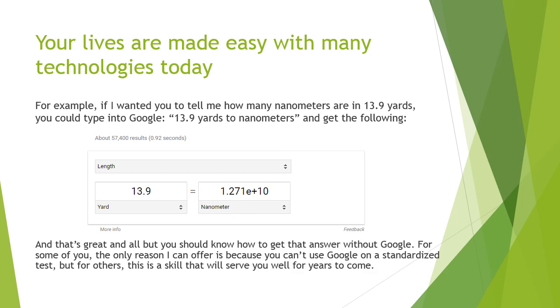I mean, now you can just type into Google 13.9 yards to nanometers and you will get the following, which was a screenshot from a Google search. And that's great. However, you should know how to do it without Google, how to use conversion factors properly, how to set up a factor chain. And for some of you, I agree. There's really not much reason to know this other than you can't use Google on a standardized test.